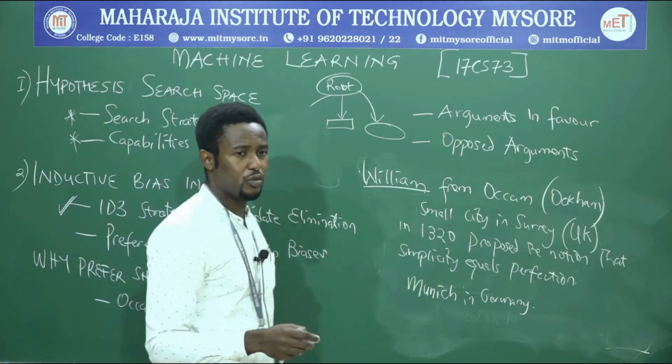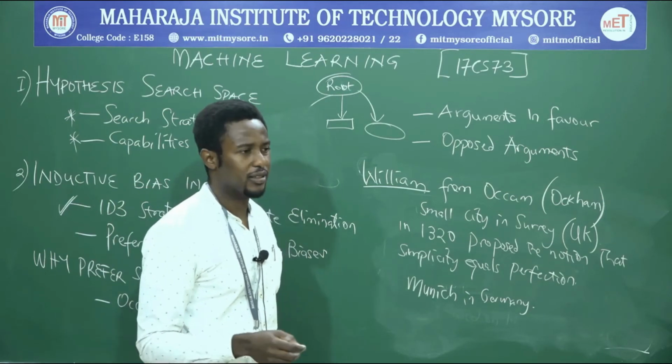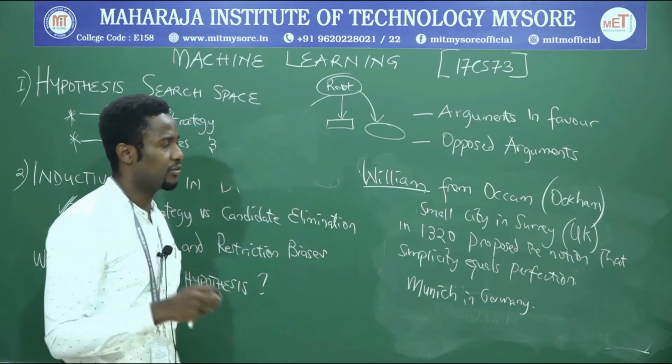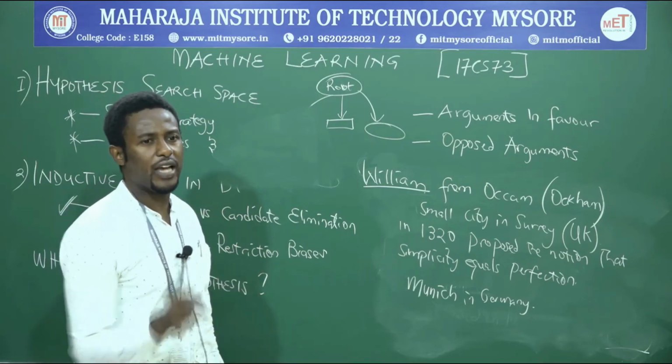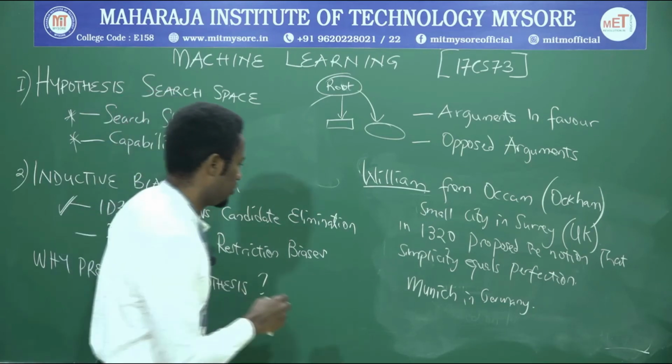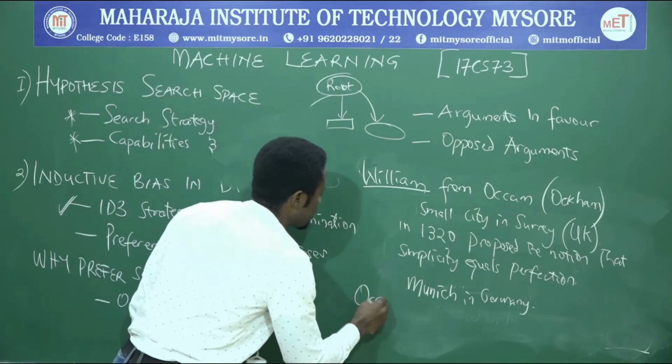So now the next assignment will be, why is razor attached to it? Because his name was William of Ockham, spelled O-C-K-H-A-M. But where did razor come from? You have to find out. So Occam's razor.